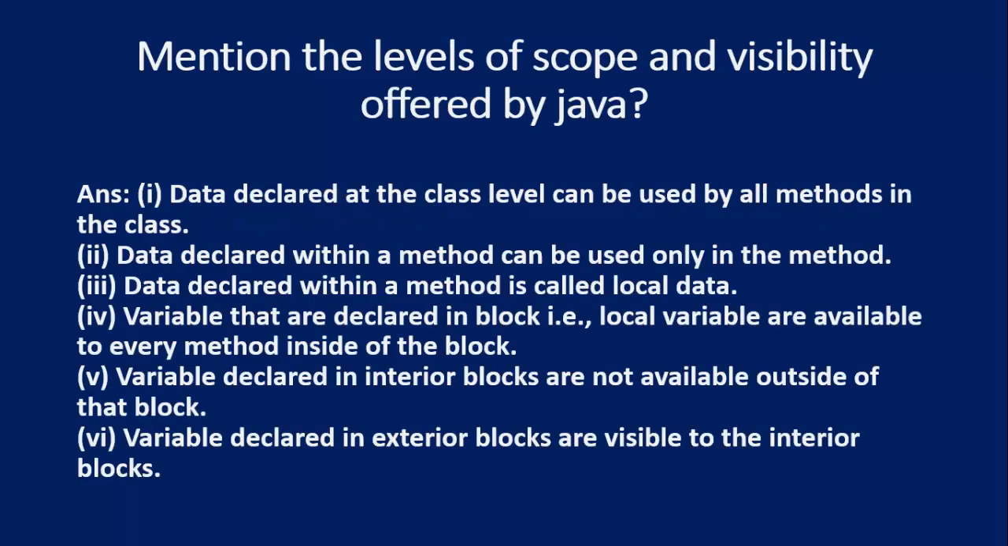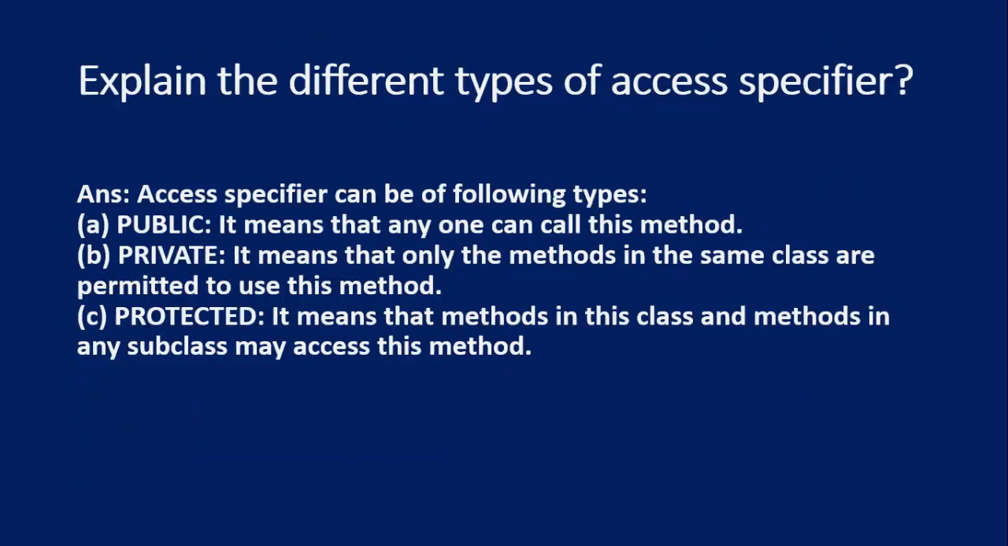The levels of scope and visibility offered by Java: data declared at the class level can be used by all the methods of the class. Data declared within a method can be used only in the method and is called local data. Variables that are declared in a block we call local variables, and they are available to every method inside the block. Variables declared in interior blocks are not available outside the block. Variables declared in exterior blocks are visible to the interior blocks.